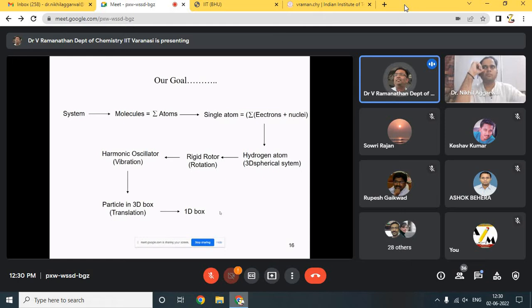We need to study the dynamics, or even the static model, of how each of these subatomic particles interact with each other. What's the consequence of this interaction on the energy? So for that we need model systems. So we start with hydrogen atom, then we have rigid rotor, then we have harmonic oscillator, we have one-dimension box. This is the standard way to introduce quantum chemistry throughout the world, whether you are sitting in India or in USA, in MIT or Harvard. This is the basic way the whole subject gets introduced, right?